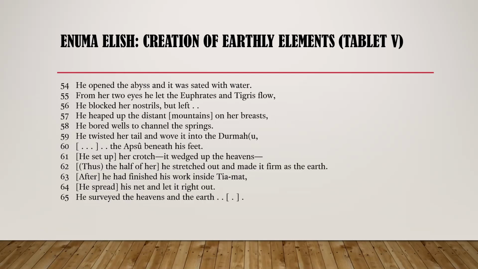He opened the abyss, and it was sated with water. From her two eyes, he let the Euphrates and Tigris flow. He blocked her nostrils, but it's not clear what remained. He heaped up the distant mountains on her breasts. He bored wells to channel the springs. He twisted her tail and wove it into the Durmahu.